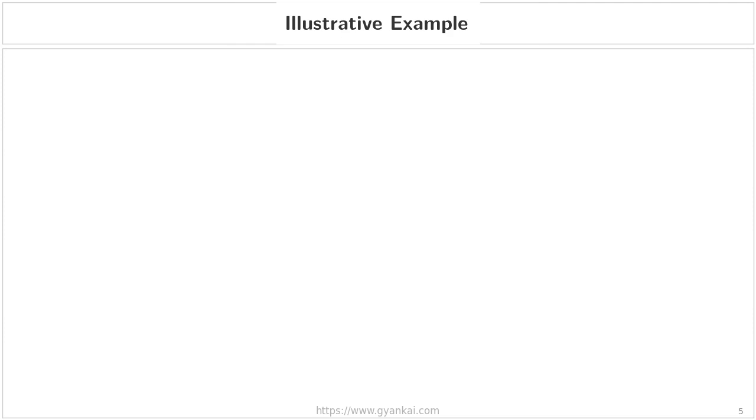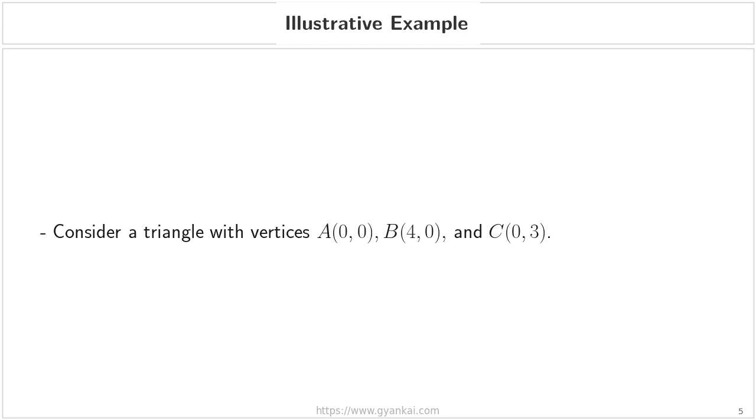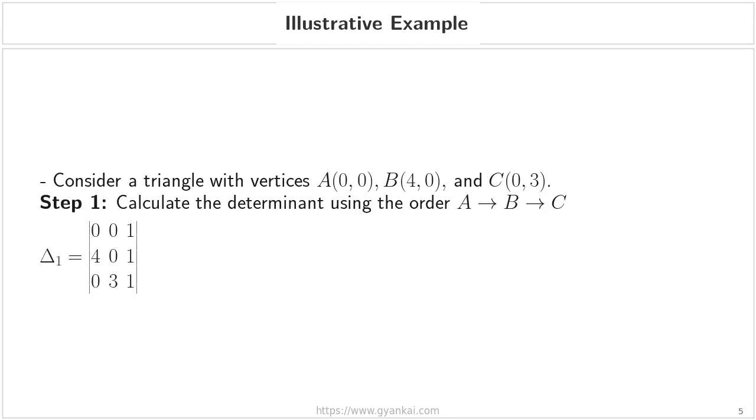Illustrative example. Let's consider a triangle with 3 specific vertices: point A at 0, 0, point B at 4, 0, and point C at 0, 3. In step 1, we are going to calculate the determinant using the first sequence of vertices. Following the order from A to B to C, we set up our 3x3 determinant with the x-coordinates, y-coordinates, and a column of ones. Specifically, the first row is 0, 0, 1, the second row is 4, 0, 1, and the third row is 0, 3, 1.